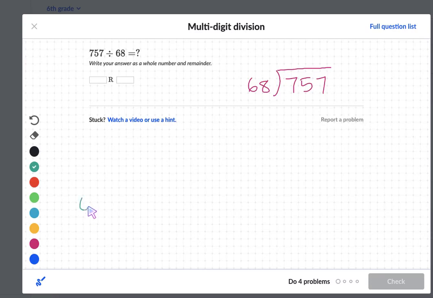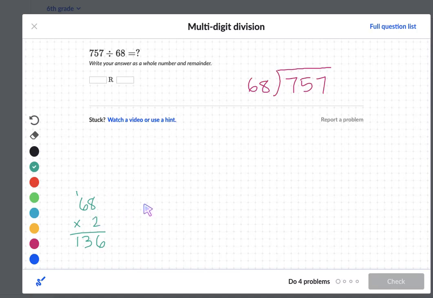Easy products would mean like multiples of 2. 68 times 2 is easy to get because I can quickly multiply that. 8 times 2 is 16. Add that 1. 6 times 2 is 12. 12 plus 1 is 13. So I get 136. Or I could just add 68 to 68.